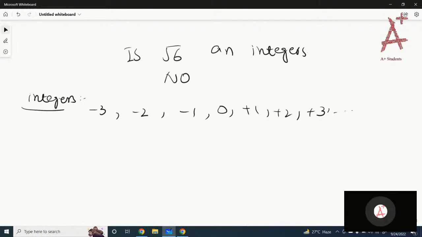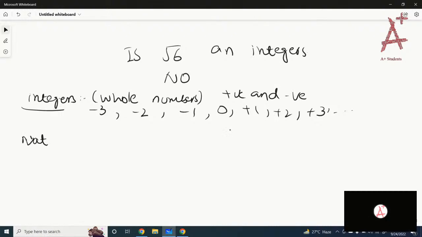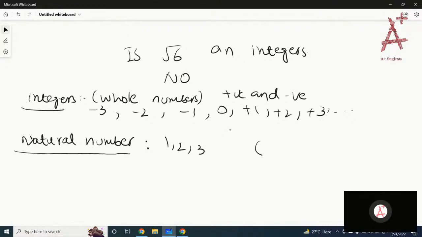We have done three of the types of numbers so far. One of them is integer. Integer is the whole numbers. Whole number means they don't have a decimal portion. They are positive and negative numbers. You can say positive and negative whole numbers. Got it? Then we have done natural numbers. Natural numbers are the whole numbers, but they are without zero. Also, they don't have a decimal point. Got it?